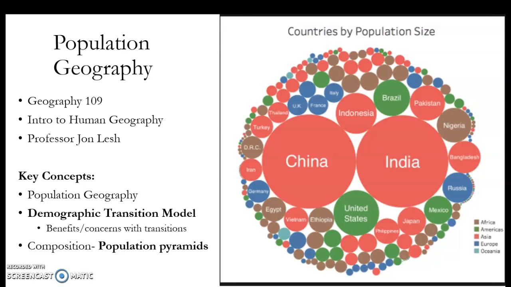pyramids. The infographic on your right shows countries by size. This cartogram indicates which countries have the largest populations. When we accumulate all of the countries' populations to give us a global total, we see that China and India clearly stand out as the front runners in terms of populations.